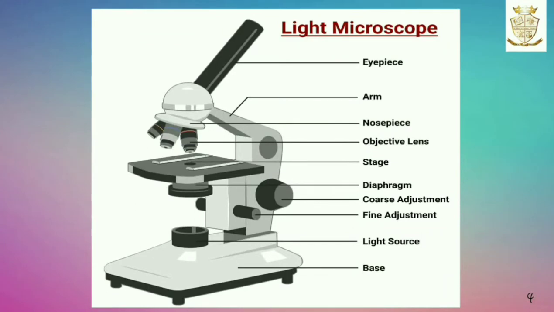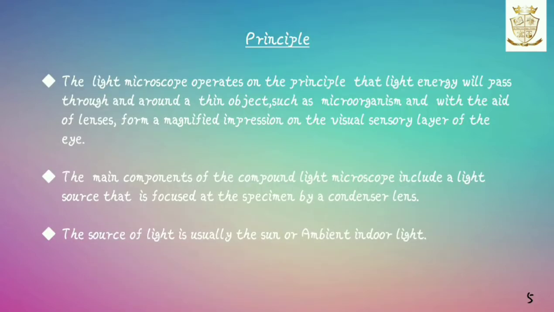The light microscope consists of an eyepiece, an arm, a nosepiece, an objective lens, a stage, a diaphragm, coarse adjustment and fine adjustment, a light source and a base. This is the overall picture of a light microscope. Then we want to discuss the principle behind the light microscope.